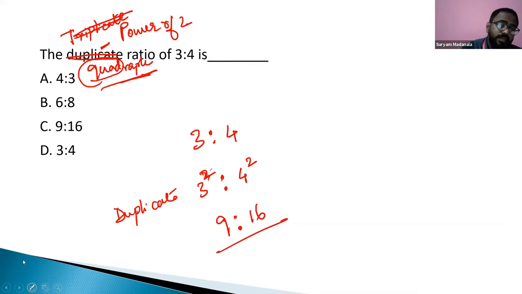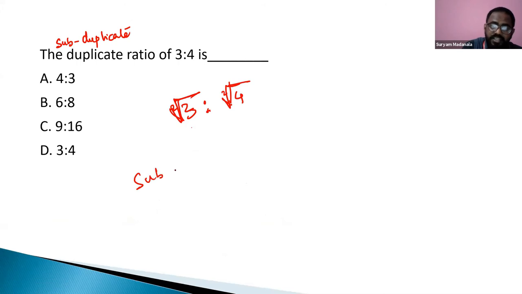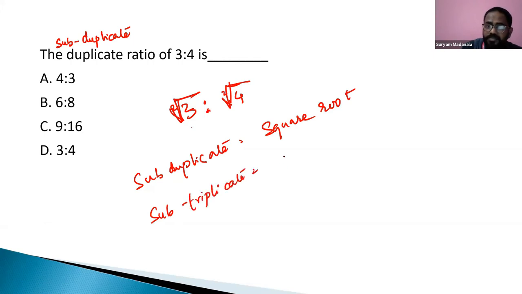There is another term called subduplicate. They give it to you in this way. Subduplicate: root of 3, the square root of 3 is to the square root of 4. Not half of the ratio. It's subduplicate, so it's square root. Subduplicate is square root. Subtriplicate is cube root. Noted, everyone? Noted this?